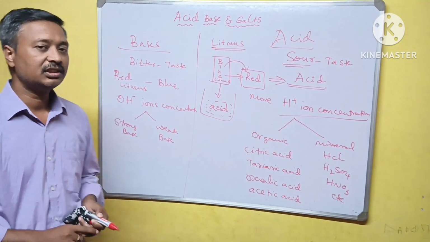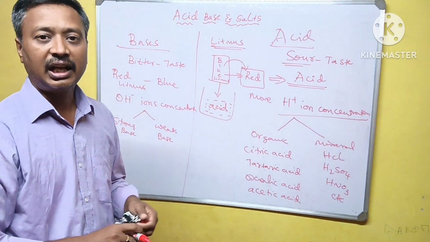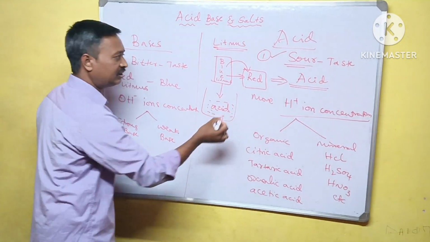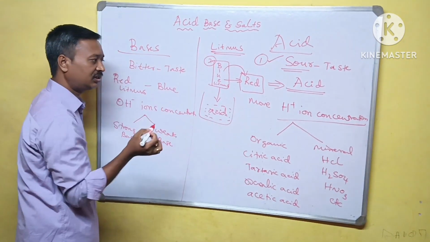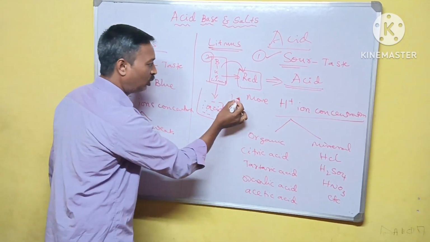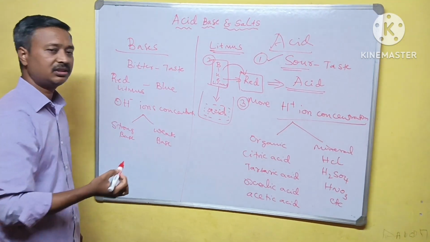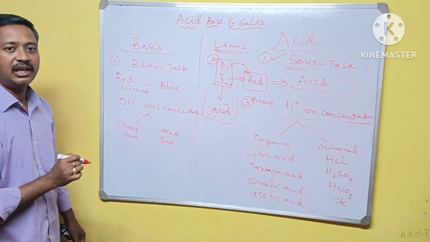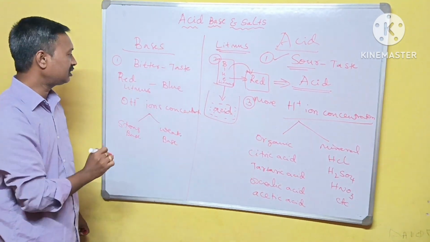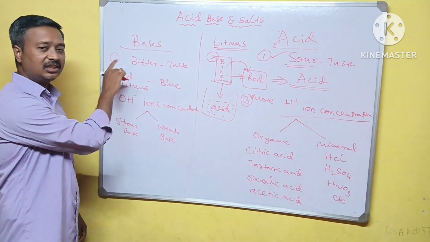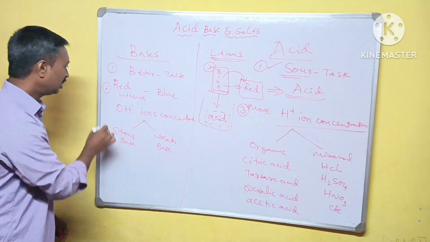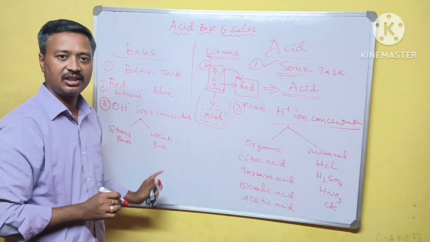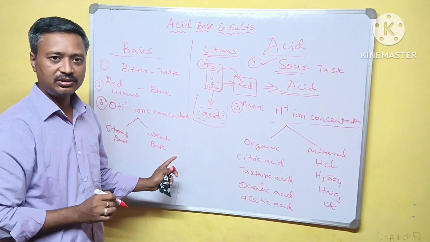So here the question is, what are the differences between acid and bases? You can write: number 1, acids are sour in taste; number 2, acids convert blue litmus into red; number 3, acids have more H plus ions. That is the difference. In the bases, first, bases are bitter in taste. Second, bases convert red litmus into blue litmus. Third, bases have more OH minus ion concentration. Any doubt? Did you understand?